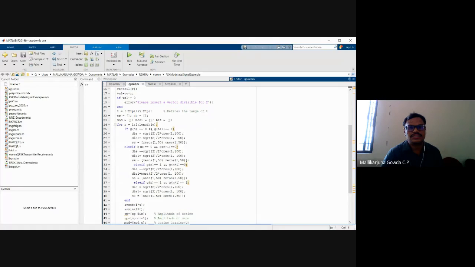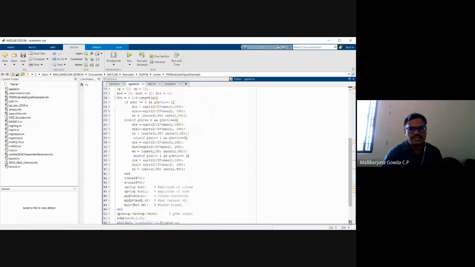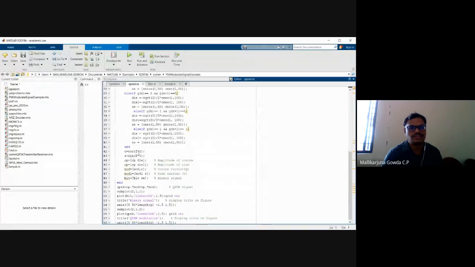Okay, so first is 0 1. I'm comparing that, deciding what it is. Then similarly 0 0. Next is 1 0. The last one is 1 1. Here I need to write cos and sine both, right? That is why I specified C is equal to cos of f into t, S is equal to sine of f into t. The rest is all the same. This is the amplitude of the cosine, this is the amplitude of the sine, and this is my carrier signal, the cosine and the sinusoidal carrier, and this is my input binary sequence. This is the one statement for generating the QPSK signal.